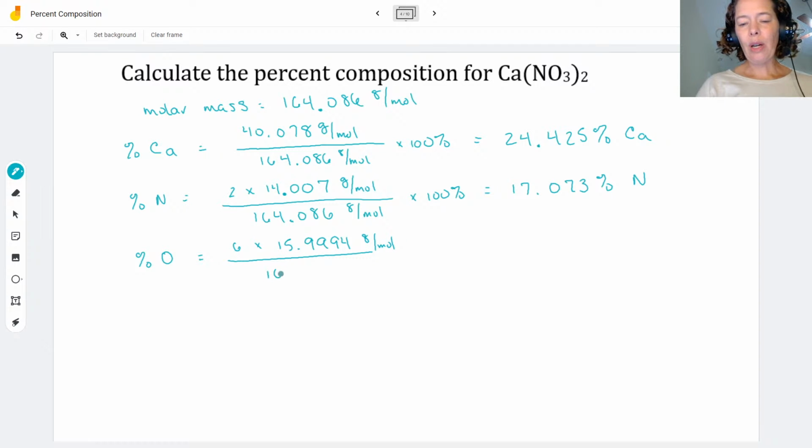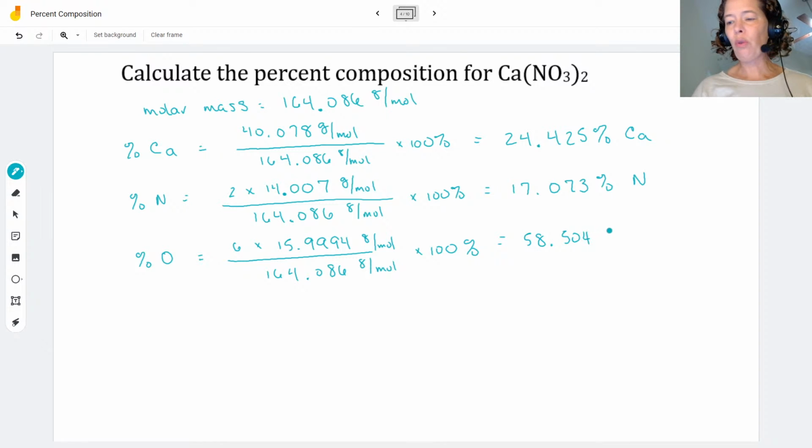And this is over 164.086, again, grams per mole, times 100%. So when I do that calculation, I get a percent of oxygen of 58.504%, and that is for oxygen. This is actually a good one to test and show how you might not be exactly at 100%. Sometimes you are and sometimes you aren't, but as long as you're close enough.